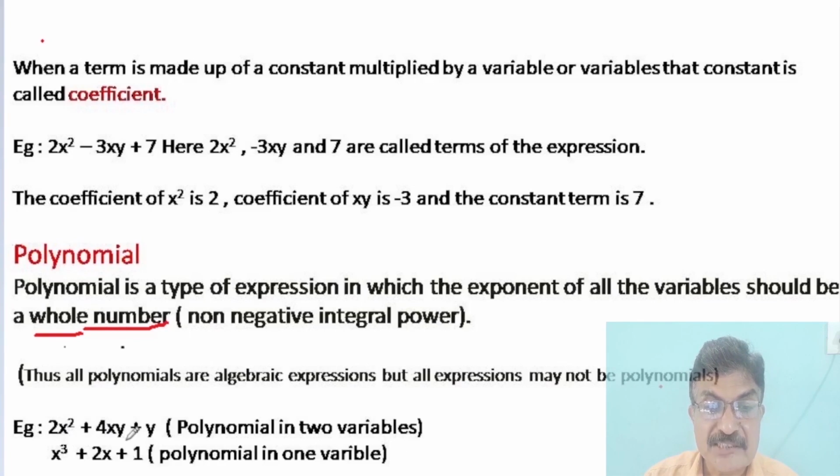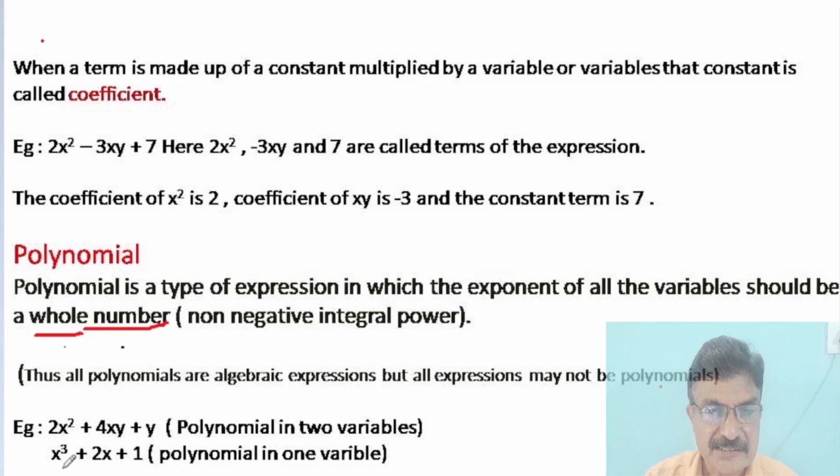So next we will look at some examples of polynomials. 2x square plus 4xy plus y. How many variables are here? There are 2 variables. Exponent of all the variables are whole numbers. That is, the exponent is 2. What is the exponent of this term xy? It is also 2. X raised to 1, y raised to 1. That is, the exponent of a whole term is the sum of the exponents of every variable. Here y is y raised to 1. It is also a whole number.